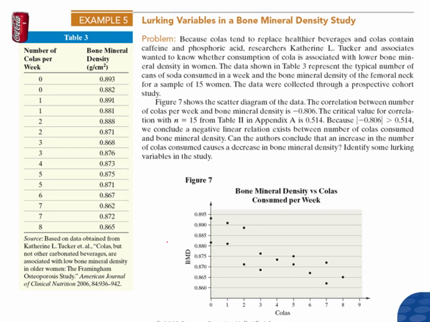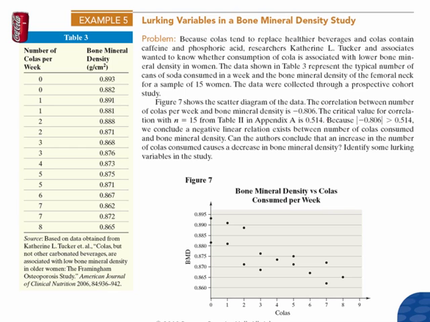As the number of cans of cola goes up, what happens to bone mineral density? It goes down. It appears to go down. So we would say this is a negative association between the two variables, yes? In fact, the correlation between the two variables is negative 0.806.